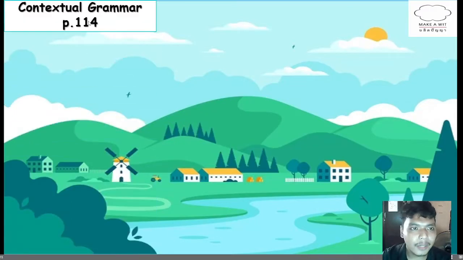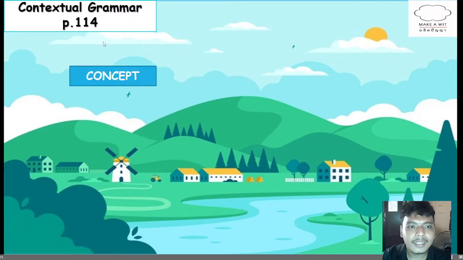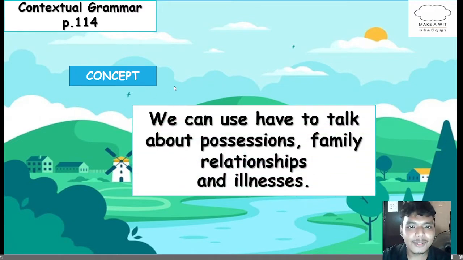And then teacher moves to the next. Everybody open your book to page 114. We start from the concept, everybody. The concept today: we can use have to talk about possession, family, relationship, and illness. Let's see this together.